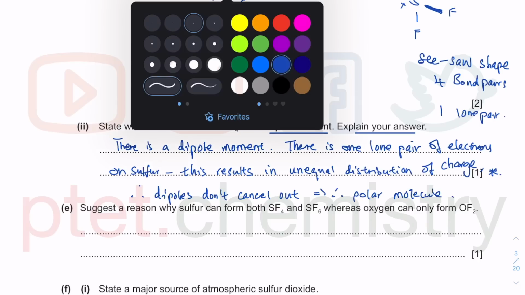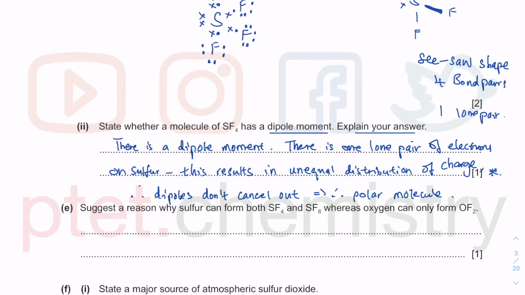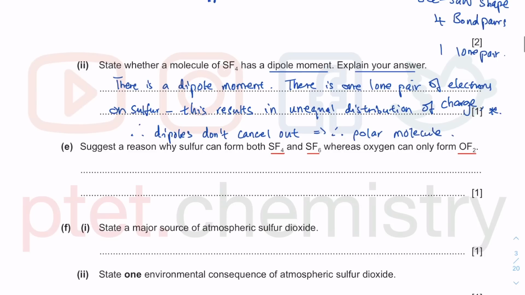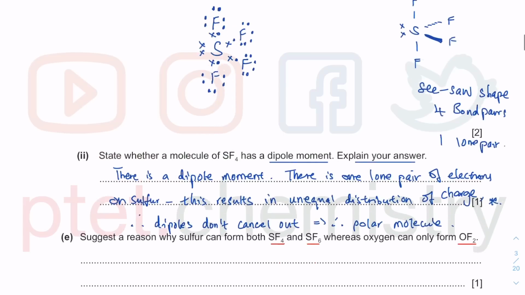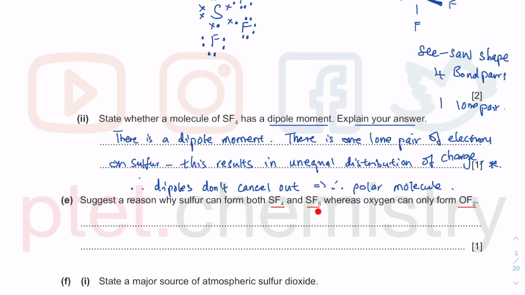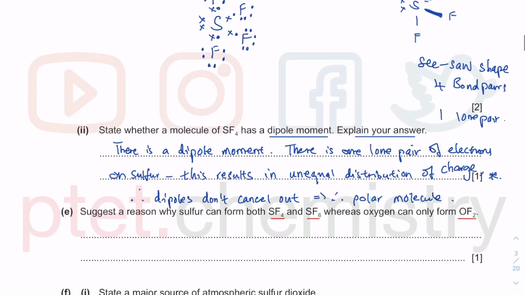Now what's the next bit of the question? Suggest a reason why sulfur can form SF4 and SF6, whereas oxygen can only form OF2. When you think about SF4, your SF4 contains 2, 4, 6, 8, 10 electrons around sulfur. When you have SF6, you have 6 covalent bonds, 6 times 2 electrons in one covalent bond. You can have 12 electrons. You can have 10 electrons around the sulfur here.